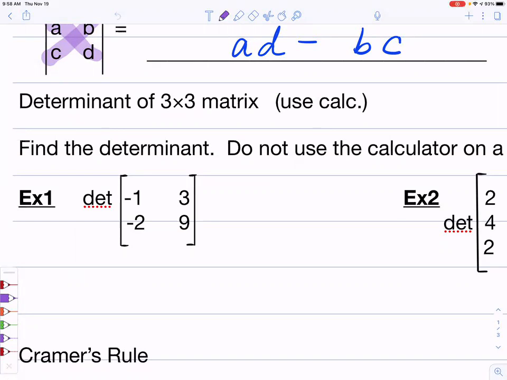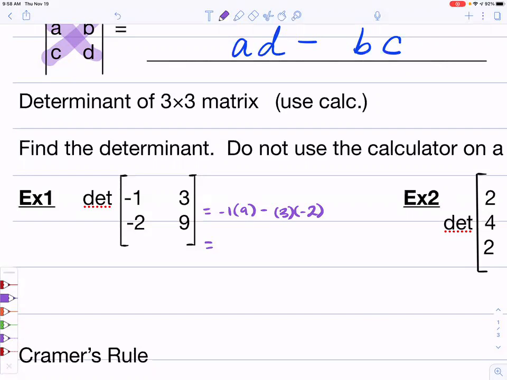Always start with the top left box, or the top left element. So walk me through the math on this. It's pretty simple, but what am I multiplying first? Okay, and then I'm going to subtract. What am I going to multiply next? 3 times -2. An interesting comment is that determinant is always going to land you on a number. It's not going to give you a new matrix. It's going to spit out a number at you.